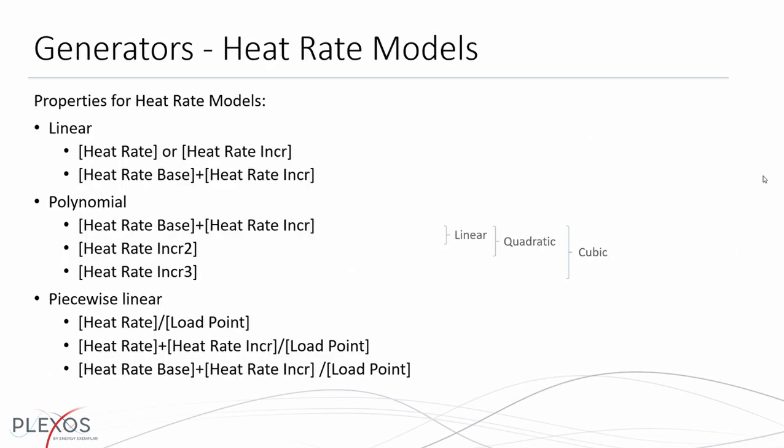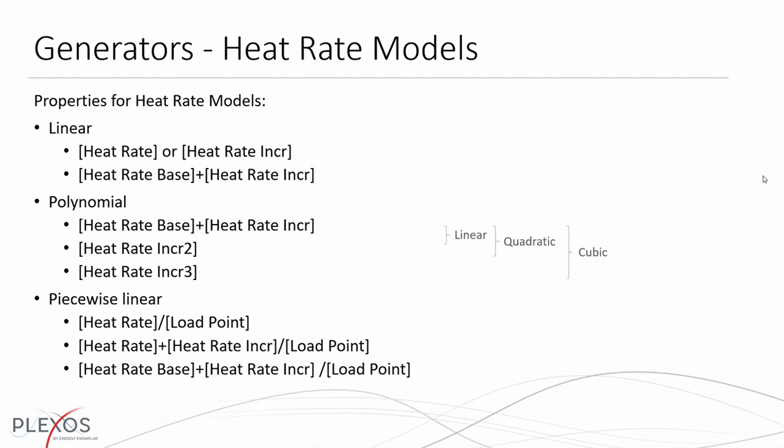Heat rate modeling. Properties used could be linear, polynomial, or piecewise linear. If we're using the linear approximation, we have the heat rate or heat rate increment, and heat rate base. In the polynomial, the first terms will be linear, which are the heat rate base and the heat rate increment. The quadratic will be the heat rate increment 2, and the cubic will be heat rate increment 3.